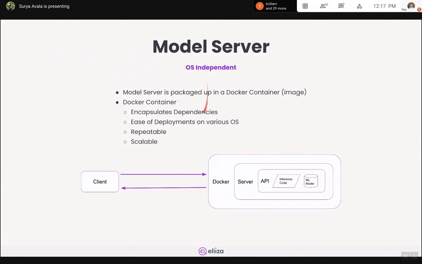By slapping a Docker container on top of this HTTP server here, which serves the API, we are encapsulating the dependencies that are required for either our inference code or for our API, for our entire software application. And also, it's easy to deploy a Docker container on various operating systems, and this can be done in a repeatable and scalable fashion.